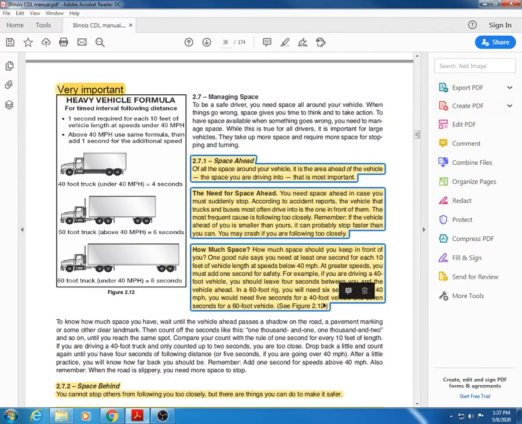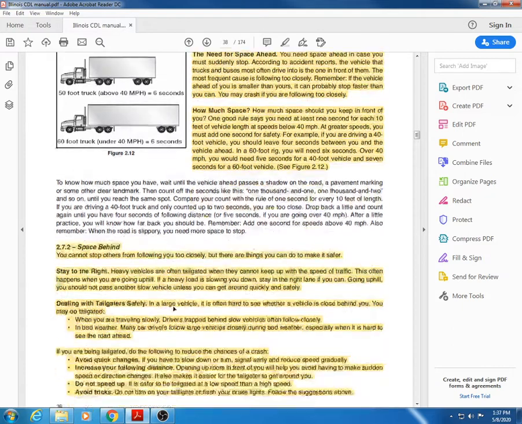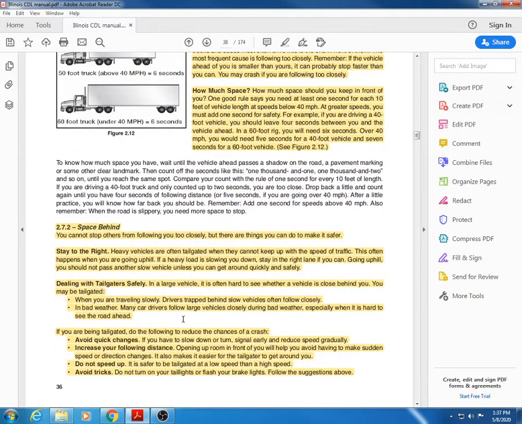Moving on, we're looking at the space behind, some things people forget about. So we're looking at space behind. Always need to know what's going on behind you. This is very, very important. The most important thing here is dealing with tailgaters.